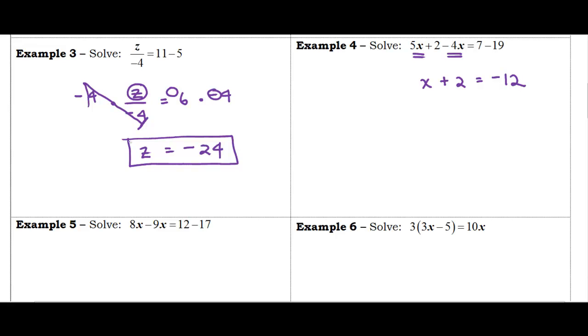In example 4, who do I want to isolate? X. Who do I need to get rid of? How is the 2 attached? How do I undo addition? Subtract. On the left-hand side, who's left? That's why I did it to isolate, right? If I go negative 12, and I go to the left 2 more, think number line, where am I? Good.